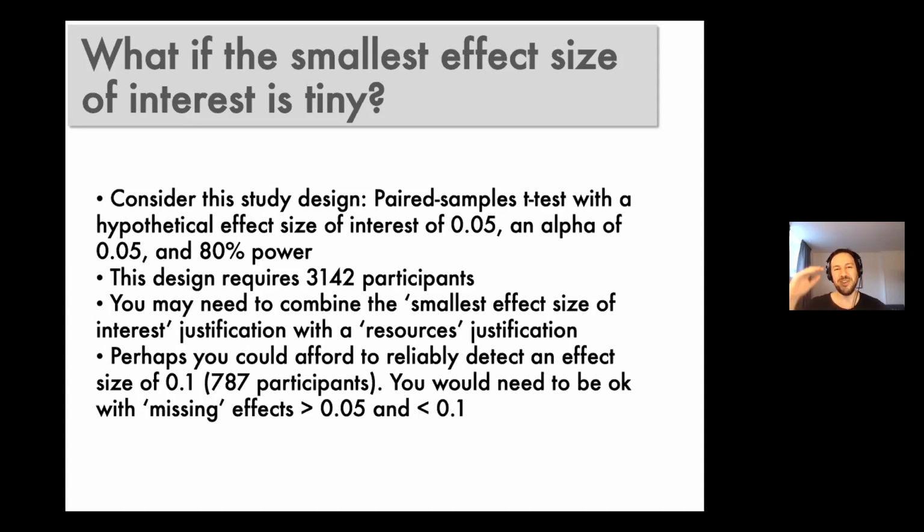Before I showed you these 6 different justifications, there are more, by the way, but these are 6 popular justifications for sample size for your study. These things aren't exclusive. You can combine these things for determining your sample size. So maybe you have to combine your smallest effect size of interest justification with a resources justification. You might look at this going, gee, I cannot collect 3,000 participants, but then you might adjust it to 0.1 to 787 participants, and that might be more realistic. It's fine to do that.